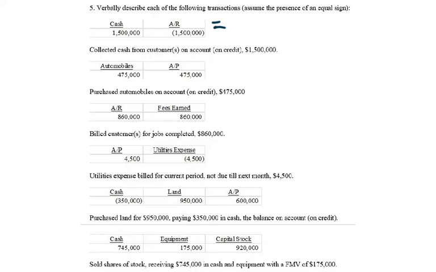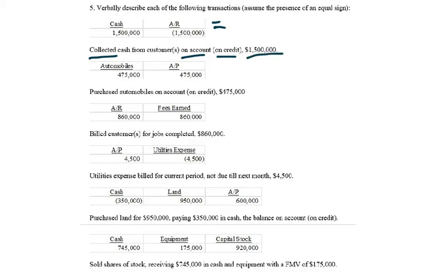A good place to start is: collected cash from a customer or customers. I didn't tell you how many it was. It could be one, could be many, whatever. That's why I left you vague. And on account or on credit, you have to put one of those in there. So: collected cash from customers on account or on credit, and then the amount is 1.5 million.